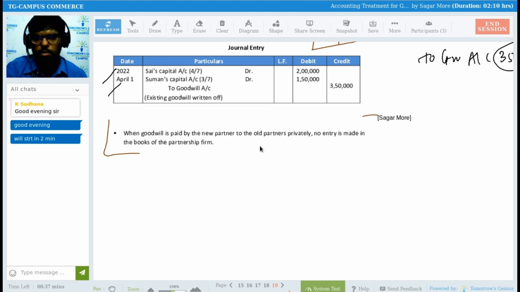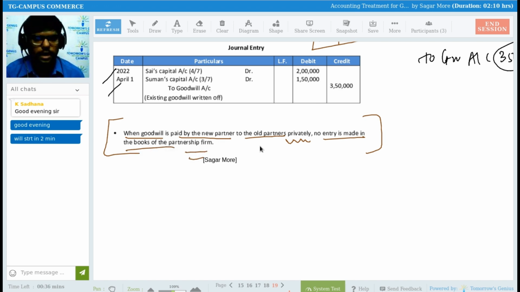And one more concept here that we skipped, but I'm explaining now. What is written over here? When goodwill is paid by the new partner to the old partner privately, no entry is made in the books of the partnership firm. So what does it mean? Can anyone tell me? When goodwill is paid by the new partner to the old partner privately, what does it mean? Privately means? Sir, the goodwill amount has been directly paid to the partners.